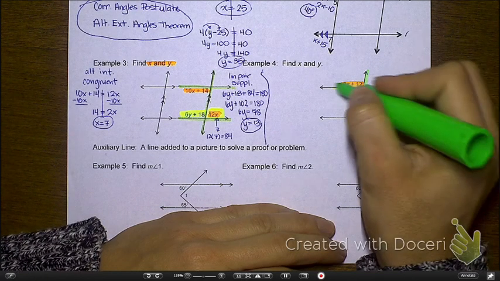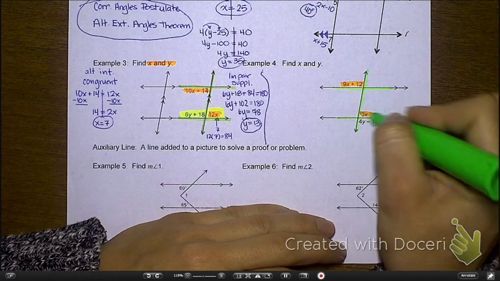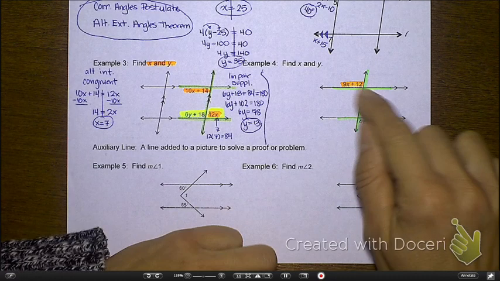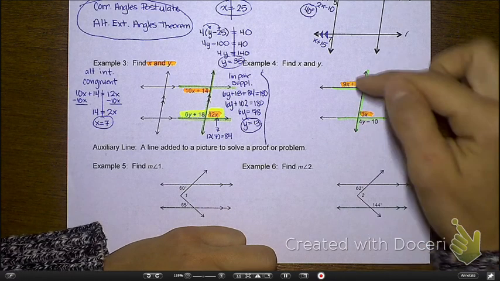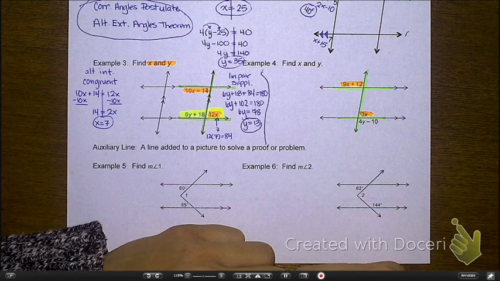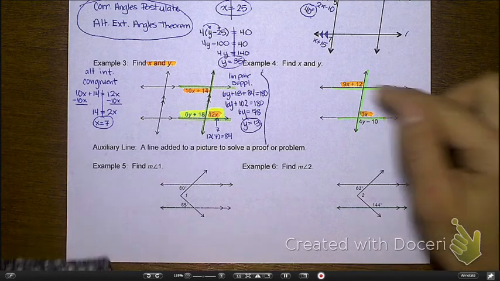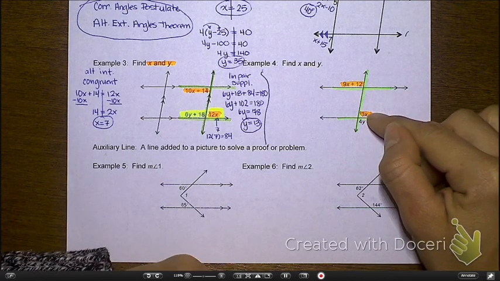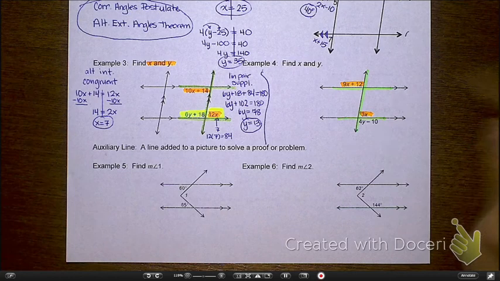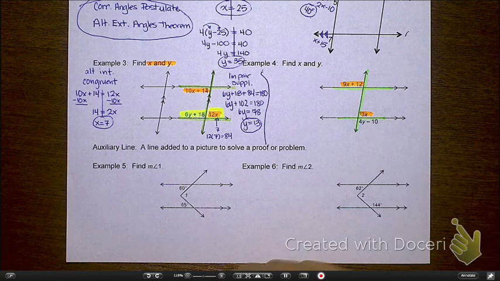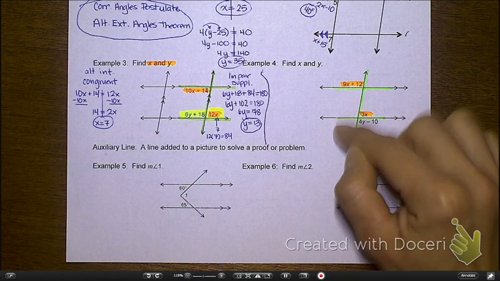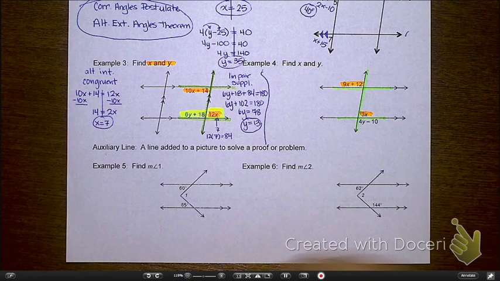Here's your transversal. Here's your two parallel lines. Are they both inside? Are they both outside? No. One's inside, one's outside, but are they corresponding? Are these two angles corresponding? Like if I drew my box of 4, are they in the same spot? No. They're not corresponding.